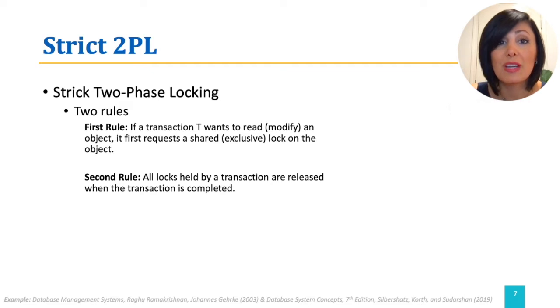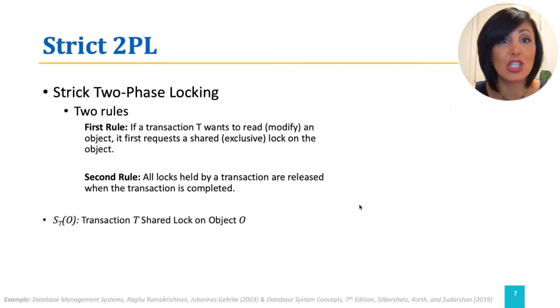Strict two-phase locking, especially with the second condition, can limit usage of some interleaved schedules because it dictates the order of what should happen in and between the transactions. We show a shared lock on object O by transaction T as S_T(O), and an exclusive lock on object O by transaction T as X_T(O).